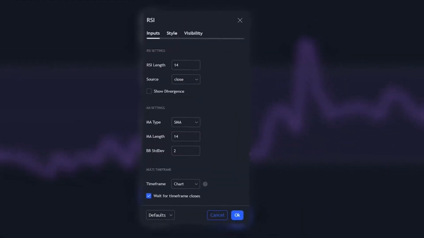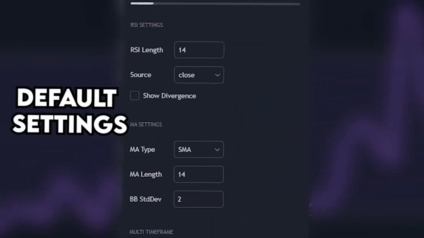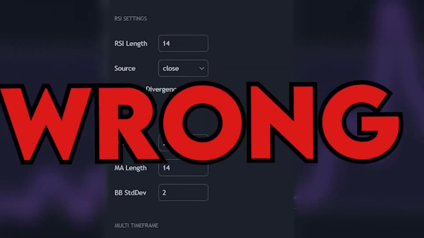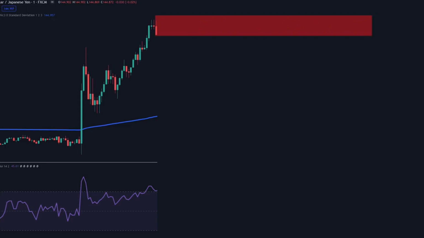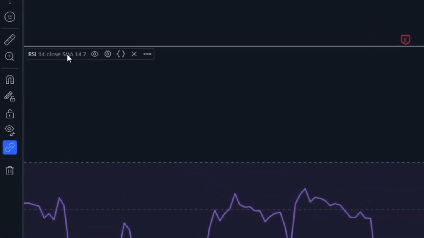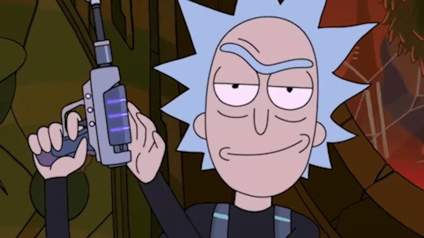And what if I also told you the default settings for the RSI that everybody uses are actually not the best settings? Well, I'm gonna show you how to actually use this indicator correctly, and I'll also go over the most optimal settings for it. Let's get straight into it.